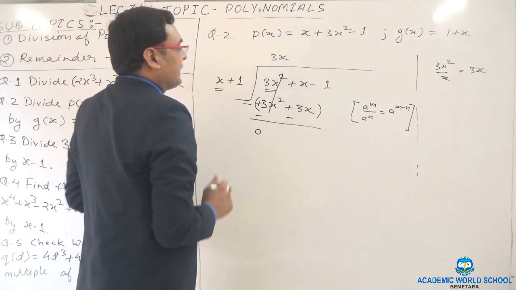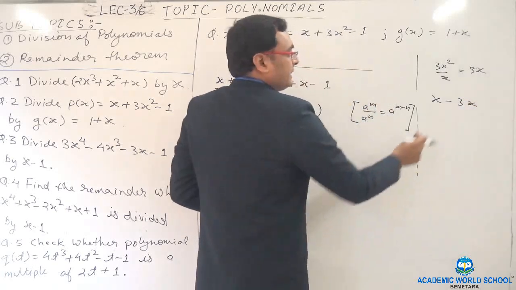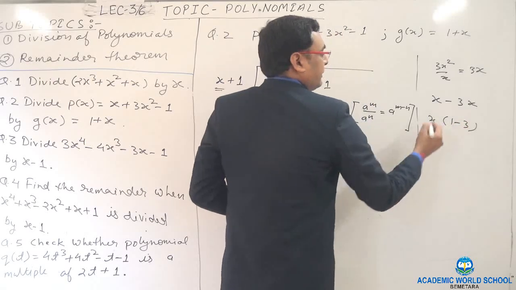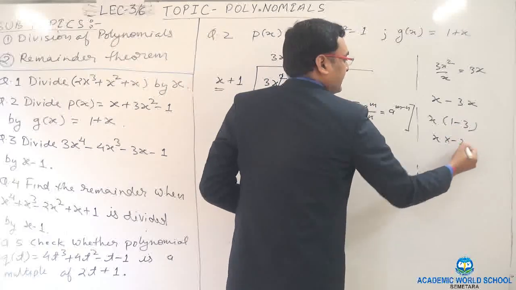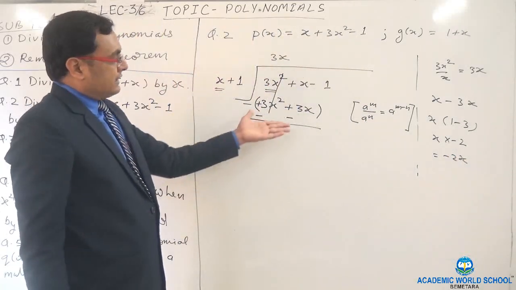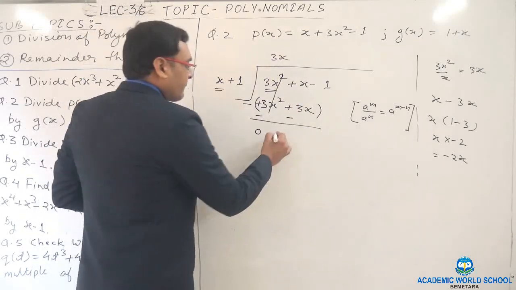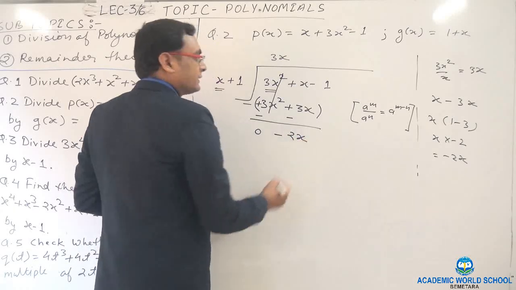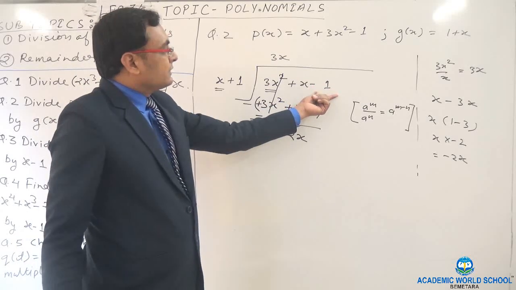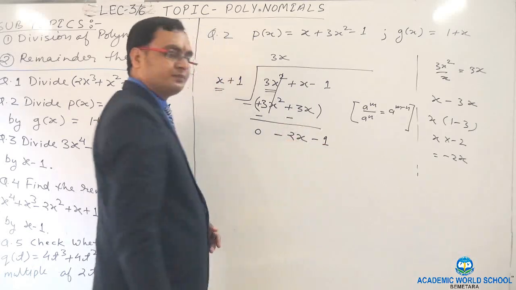If you want to understand how we will solve it, I am solving it here. x minus 3x. Just take this x common. So it will be 1 minus 3. 1 minus 3 is minus 2. So x into minus 2 is equal to minus 2x. Or directly also you can solve this: minus 3x plus x, the answer will be minus 2x. Next, our last term here is minus 1. We will write it here. So write it down, minus 1.